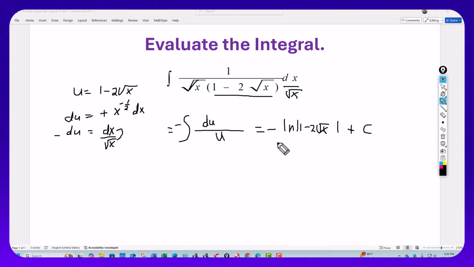So final answer, minus the natural log of the absolute value of 1 minus 2 times the square root of x, plus the constant of integration.